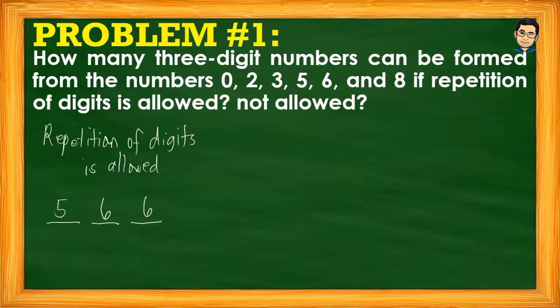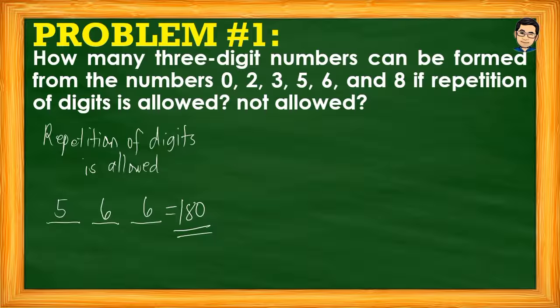Okay, so why 6? Because repetition of digits is allowed. So kung pwede po kasi yung 0 as second and third digit, makikita nyo po dyan puro 6. And then multiply lang po natin yung mga numbers na ating isinulat. So, 5 times 6 is 30. Times 6, 180. So, ibig sabihin, meron po tayong 180 na 3-digit numbers na mapo-form gamit yung 6 na numbers na yan wherein repetition of digits is allowed.